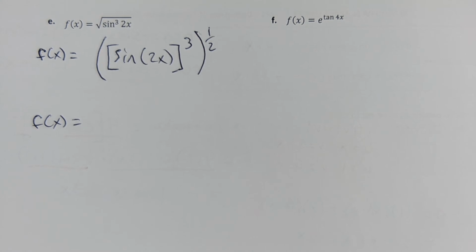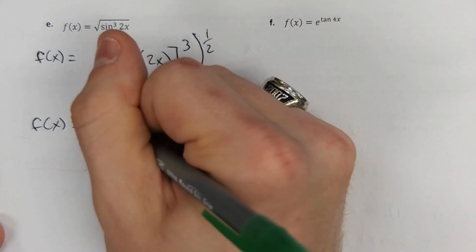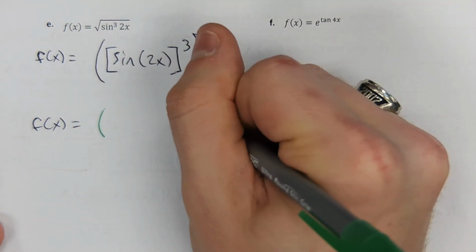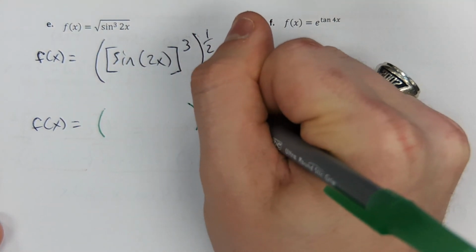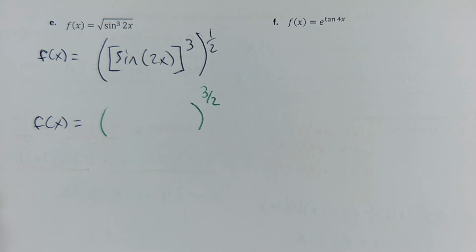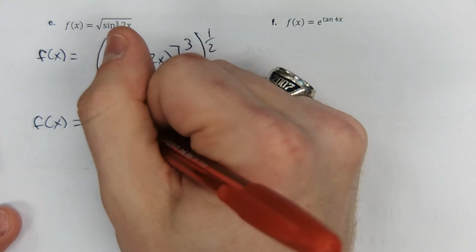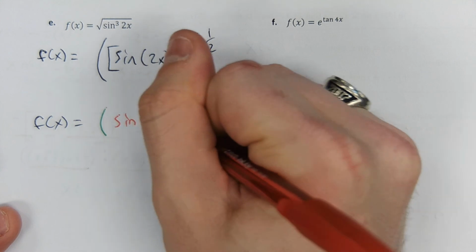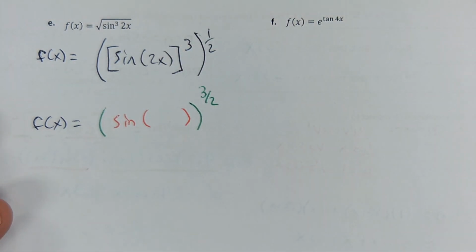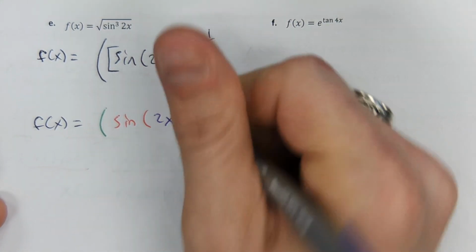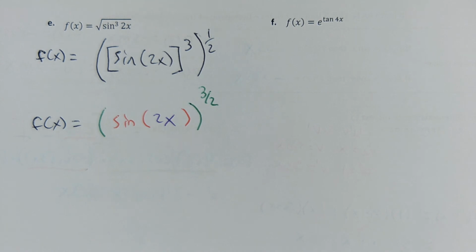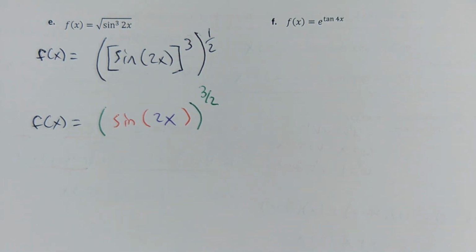Here is our function in colors. I did the outermost structure in green, the 3/2 power. Then I went to red, sine of, and then I went to purple, 2x. Because I have 3 colors, once again, I will have a double chain rule.